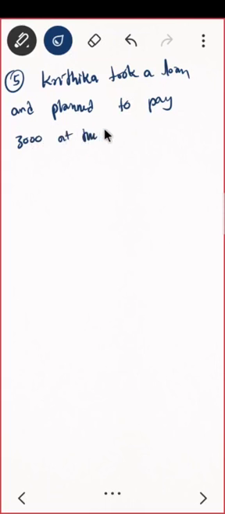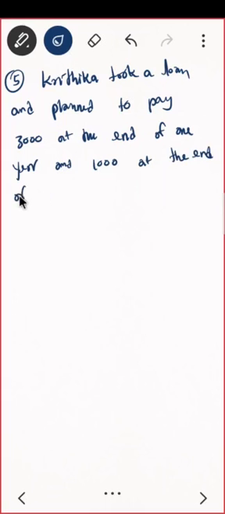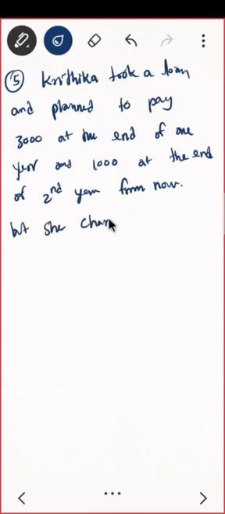Let us do one more problem. See, which number is it? I think fifth one. Ritika took a loan and planned to pay 3,000 at the end of 1 year and 1,000 at the end of second year from now. But she changed her mind to pay now.